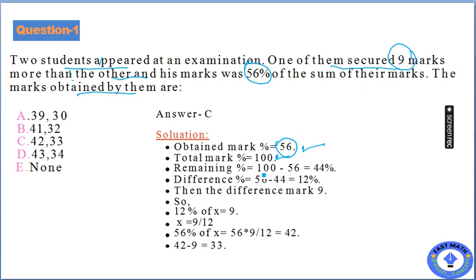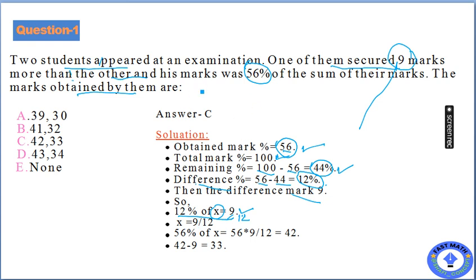So 100 minus 56 becomes 44%, which is the one who got the minimum marks in that particular examination. The difference is 56 minus 44, which is 12%. This 12% is directly equivalent to these 9 marks. That means the difference in marks is 9. So 12% is 9, taking 1% as x, x is nothing but 9 by 12.